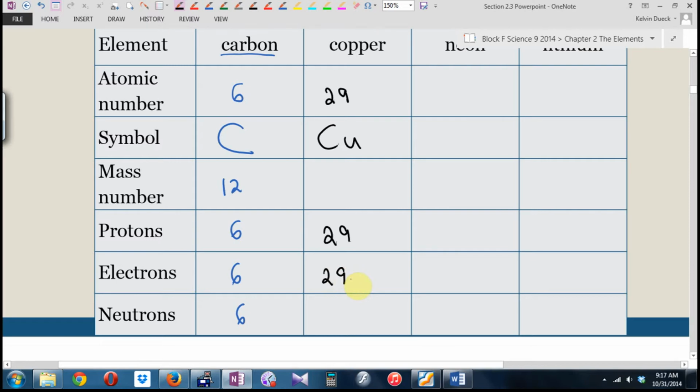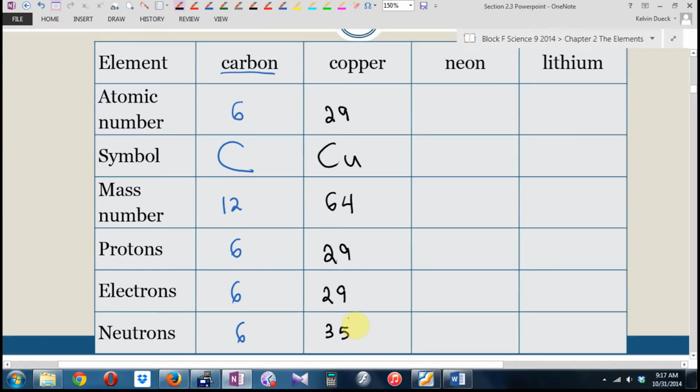Now, I should point out, this is only true when it's a neutral atom, and in fact, it won't be true later on. But the protons and the atomic number will always be the same. What's its mass? 63.5. Do I round that down to 63? Or up to 64? Up. You have to round off properly. 64. How many neutrons? 64 take away 29 is 35. Don't forget to carry the 1.